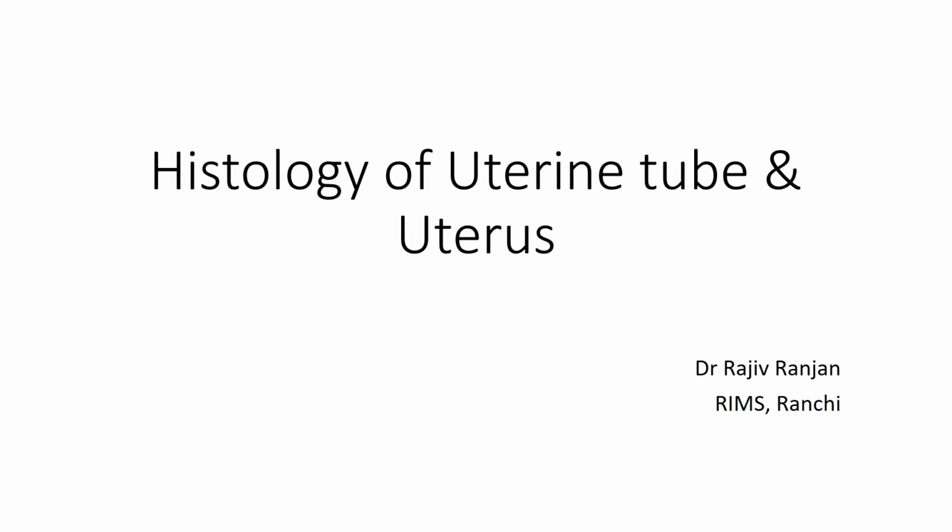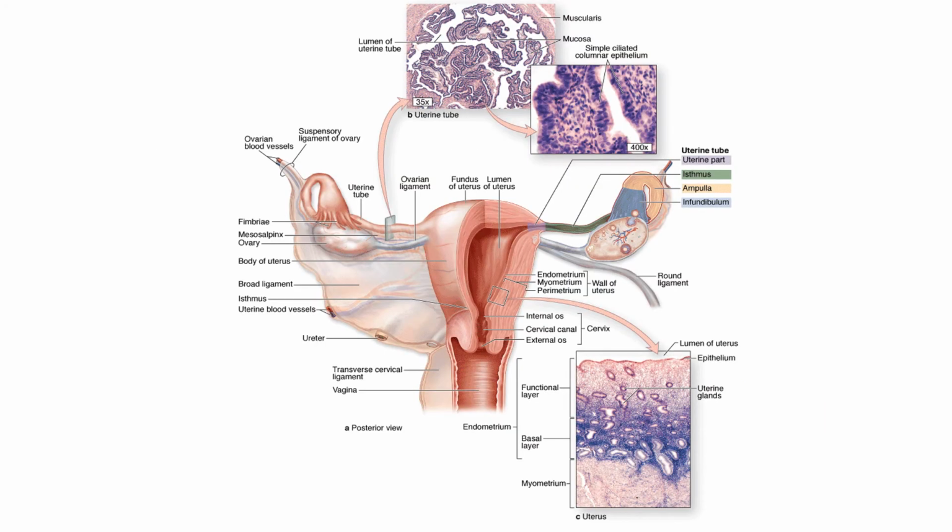Good morning. Today we are going to discuss the histology of the uterine tube and uterus. First, let's discuss the uterine tube. The uterine tube is a bilateral structure attached to the lateral side of the uterus.